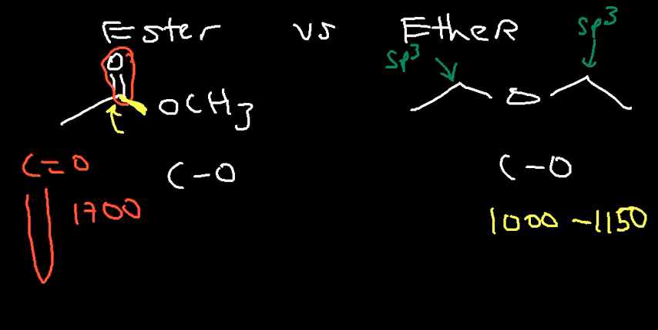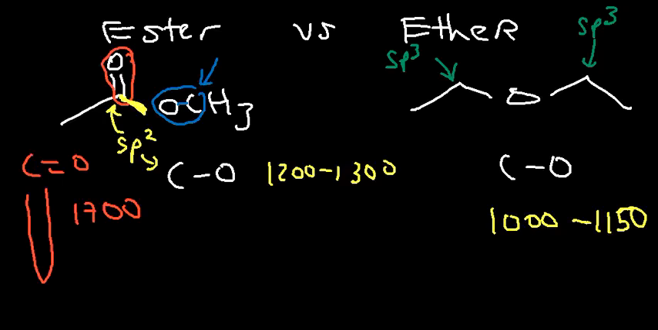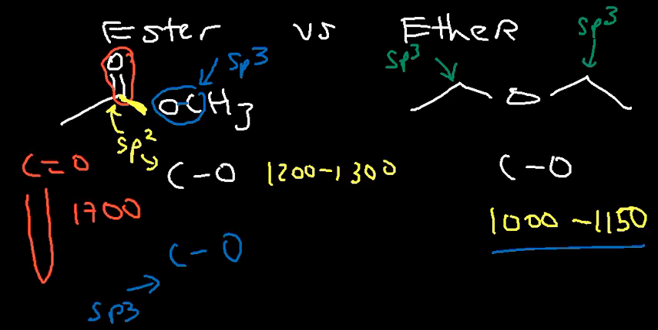Notice that this C-O stretch is next to an sp2 carbon, and so that is going to be around 1200 to 1300. Now the C-O stretch between this carbon and this oxygen, notice that this carbon is an sp3 carbon. So it's going to be similar to this signal here, around 1000 to 1150, just like the alcohol C-O stretch. So the ester should have both of these signals.